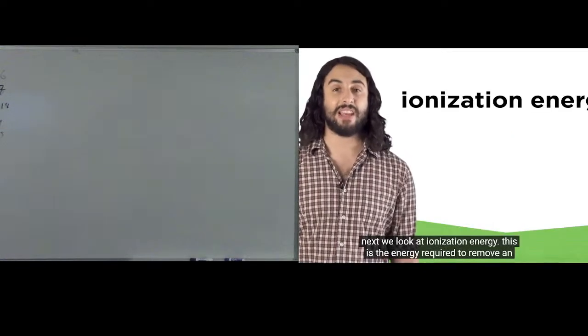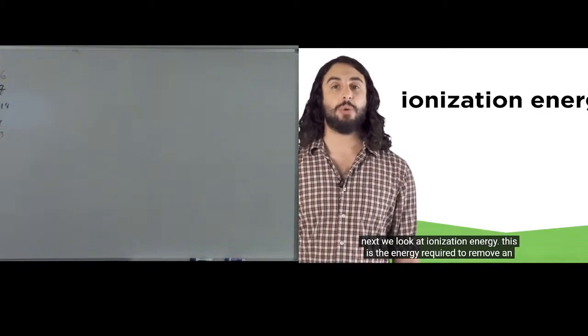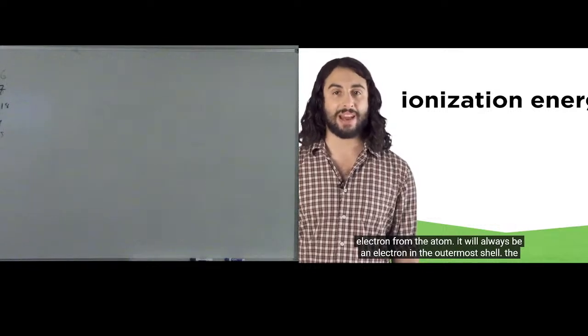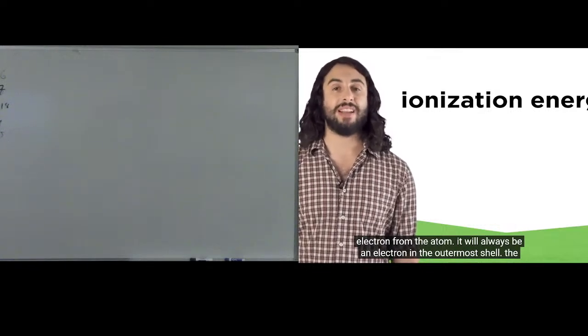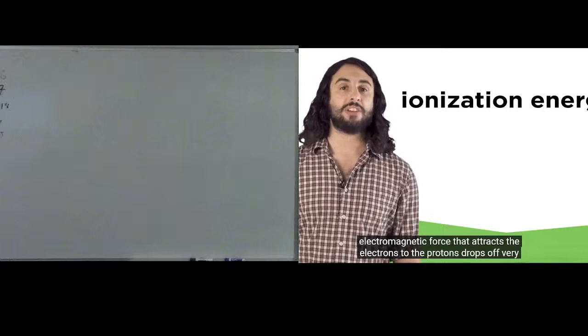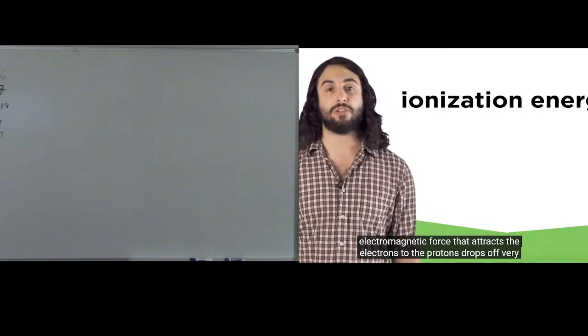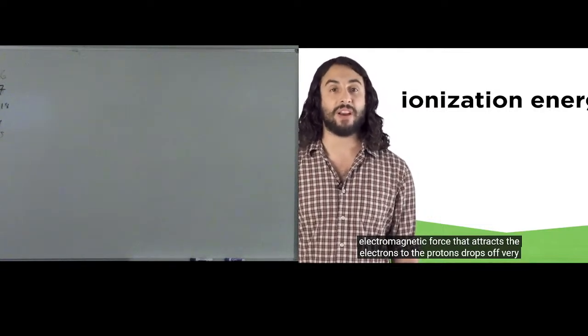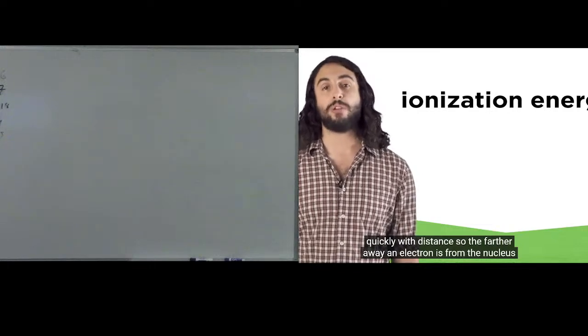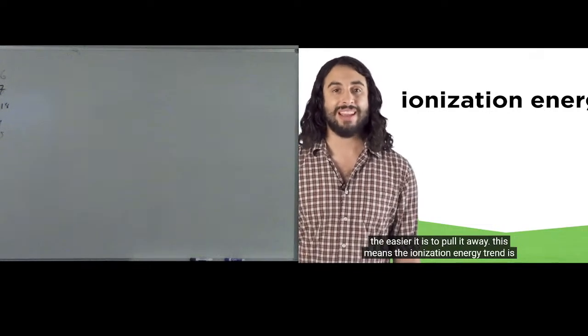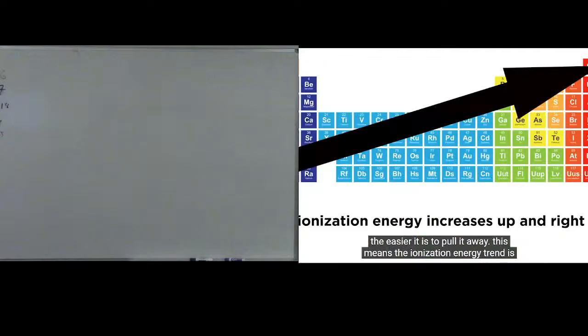Next, we look at ionization energy. This is the energy required to remove an electron from the atom. It will always be an electron in the outermost shell. The electromagnetic force that attracts the electrons to the protons drops off very quickly with distance. So the farther away an electron is from the nucleus, the easier it is to pull it away. This means the ionization energy trend is precisely the opposite of the atomic radius trend.